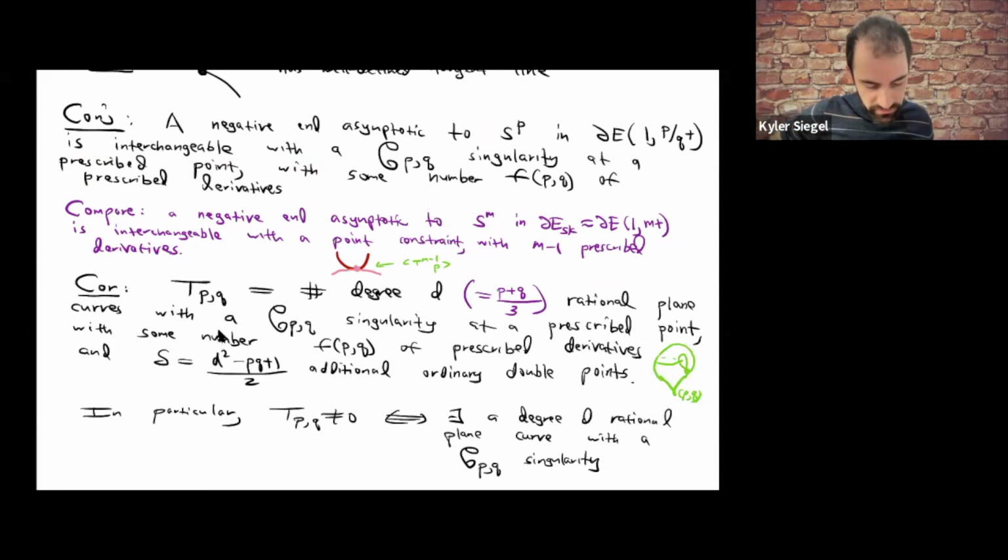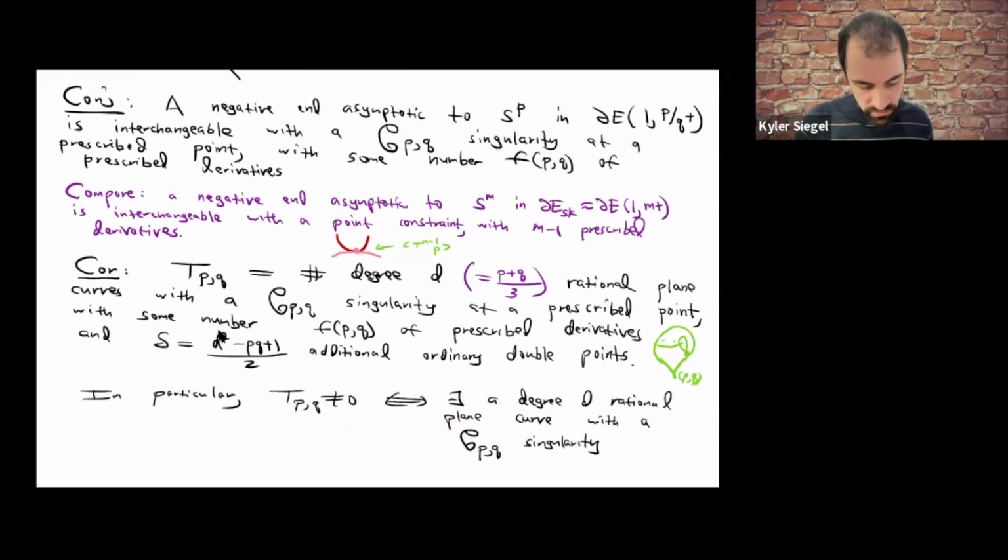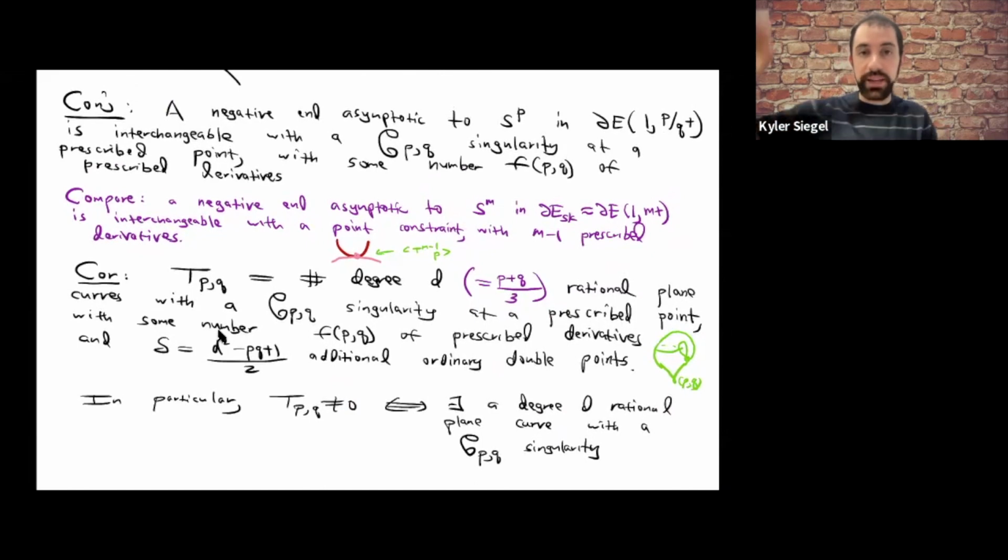So in other words, if you're just trying to find a curve, you can actually just ignore these prescribed derivatives. So in particular, this says that T_PQ is non-zero if and only if there exists a degree d rational plane curve with a PQ cusp. And I'm also using here the fact that if you had any other singularities, you could just replace them with some number of double points.